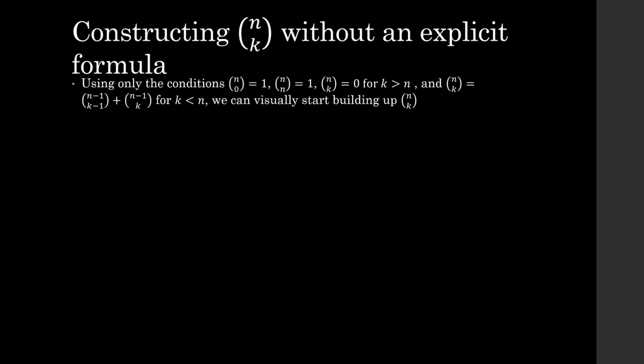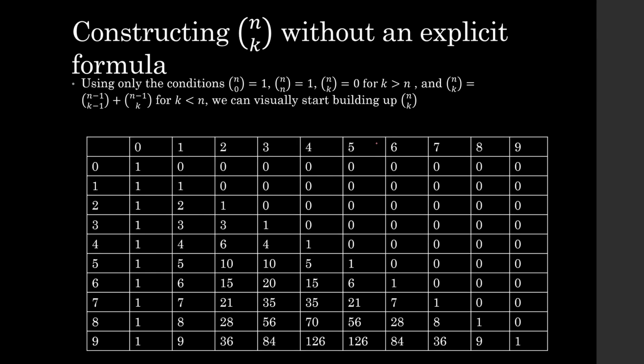I can visually start building up n choose k. I note that I can start from n equals 0, so the empty set, and start building up, because n can only take natural numbers. And so I can build this whole grid here in one go. Basically, the way to think about this is that this column here represents n, and this row represents k. And so each element in the grid here represents some value of n choose k.